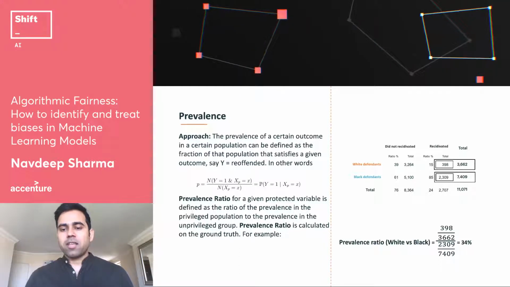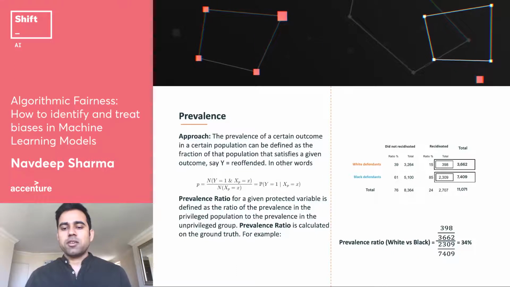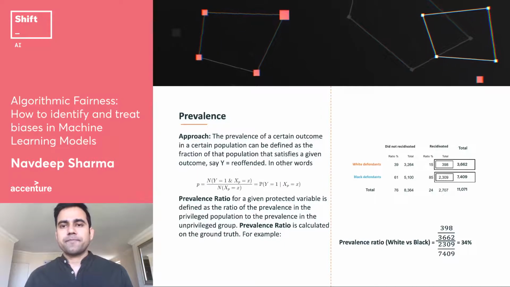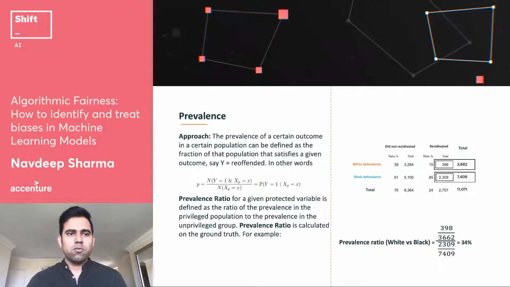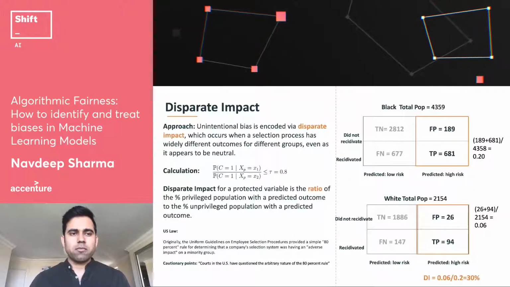So prevalence is actually the next step in our workflow following the mutual information, as it gives a really good understanding of whether any bias exists in the data set or not. So let's move on to the next algorithmic fairness metric, which is disparate impact.